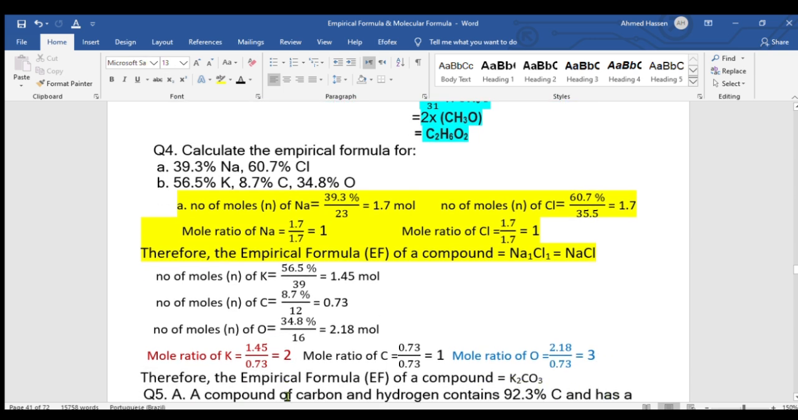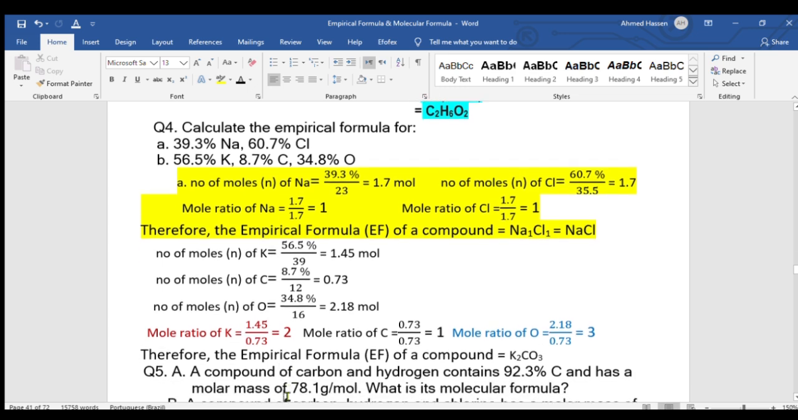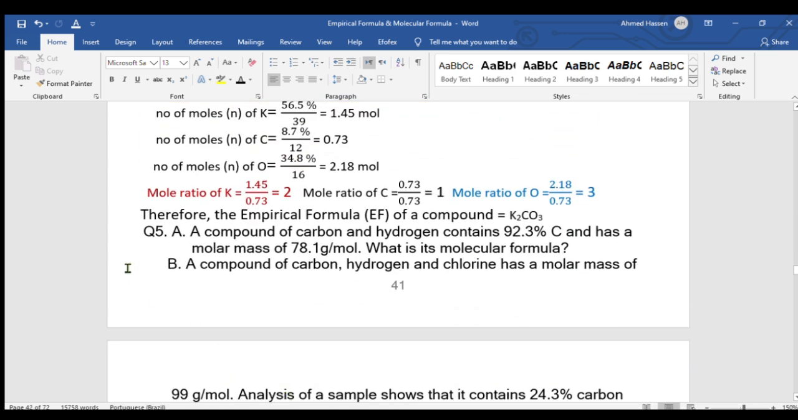Okay, question number 5. There are 2 questions belonging to this. A compound of carbon and hydrogen contains 92.3% carbon and has a molar mass of 78.1 gram per mole. What is its molecular formula?